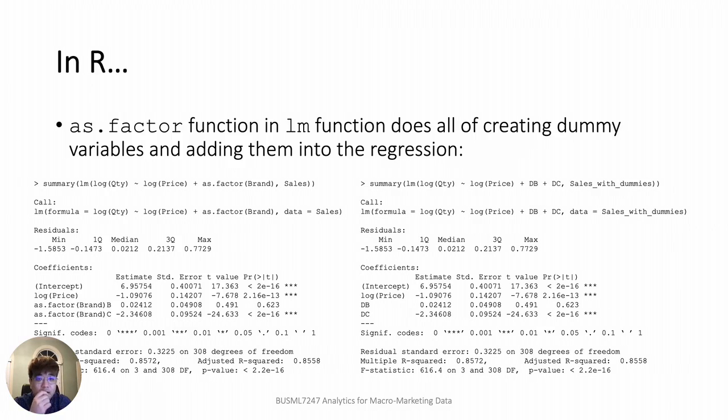Fortunately, R has a good function to execute this strategy. Its as.vector function in the lm function creates dummy variables and adds the dummies into the regression. The left-hand side table is the result from the regression using as.vector, and the right-hand side table is the result using the dummy variables. As you can see, all results on the left-hand side are identical to those on the right-hand side.